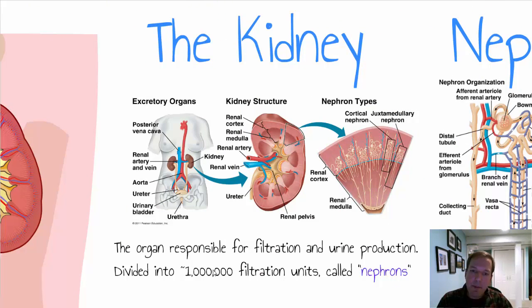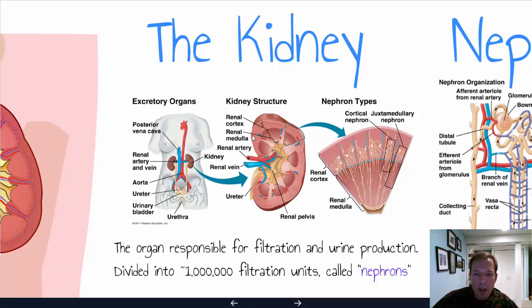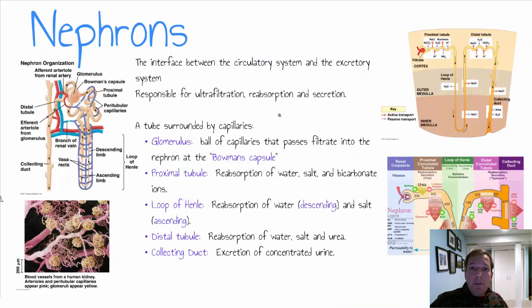Now the kidney structure is going to have two main parts. We have the cortex. The cortex is found along the whole exterior of the kidney. Then we have the medulla. Now the nephron is the functional unit of the kidney. There are about 1 million of these located within the organ. And so if you understand what one nephron does, you understand what the organ as a whole is doing.